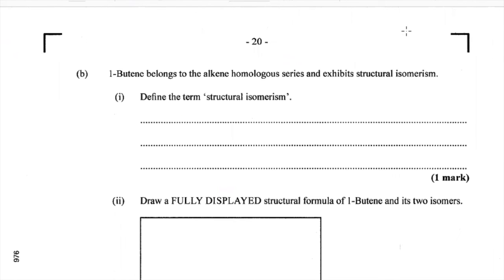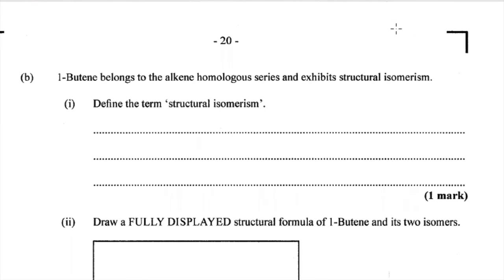Part B. 1-butene belongs to the alkene homologous series and exhibits structural isomerism. Part 1 of B. Define the term structural isomerism. This is the existence of organic compounds having the same molecular formula but different structural formula or different arrangement of the atoms in space. Let's get that down.